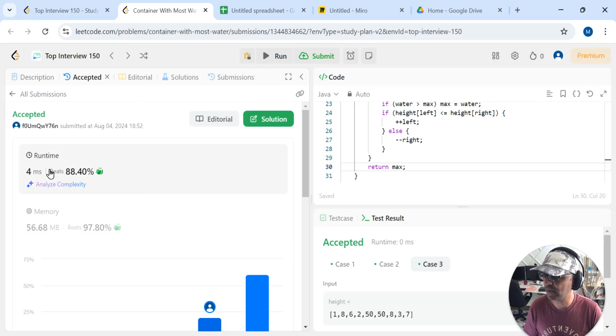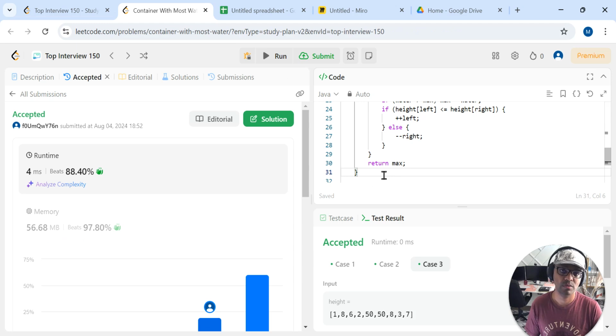It got accepted, and we beat about 88% of people in time, which is reasonable. I think a lot of people would have submitted this kind of solution. Memory, it beats 97%, but honestly, I wouldn't pay attention to that. When there is overflow memory consumption and a lot of submissions like that, this number is quite noisy. If I submit again at some point, I'm pretty sure it might say beats only 15%. Anyway, hopefully that made a lot of sense.